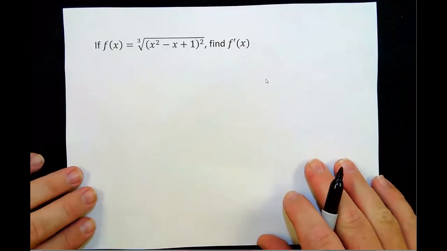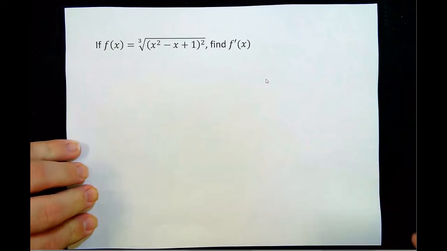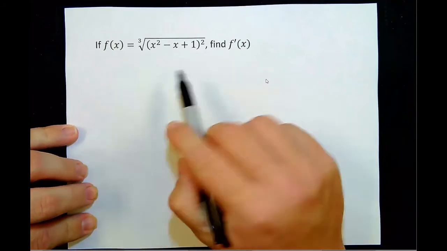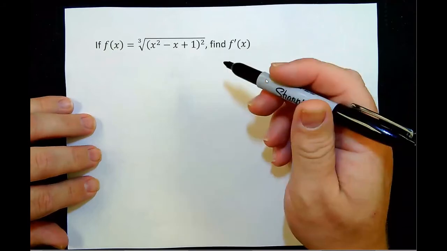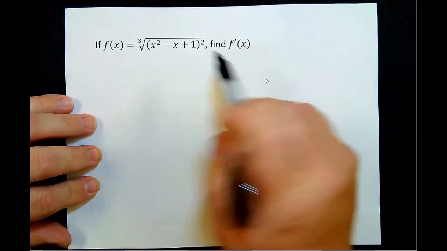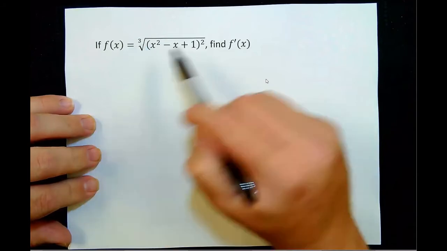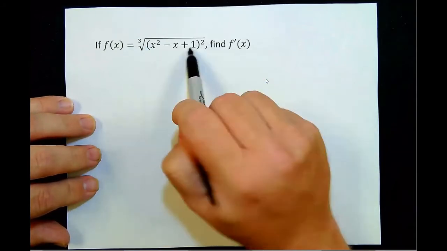Another situation that we come across: f of x equals the cube root of x squared minus x plus 1, all squared. When I'm doing ones like this, there's a couple ways that you can do this. You could actually do the chain rule twice. You could find the derivative of the outside function, the cube root, then the derivative of the inside function, the square, then the derivative of that.